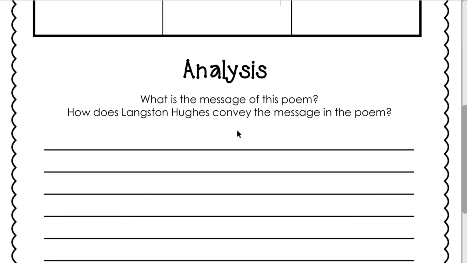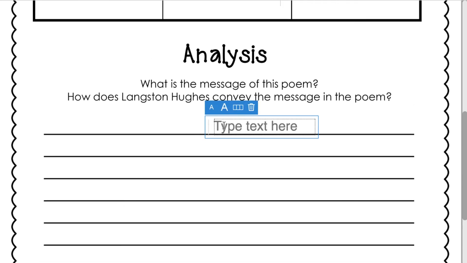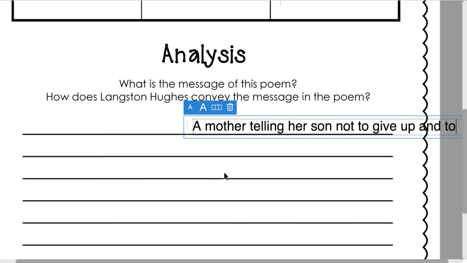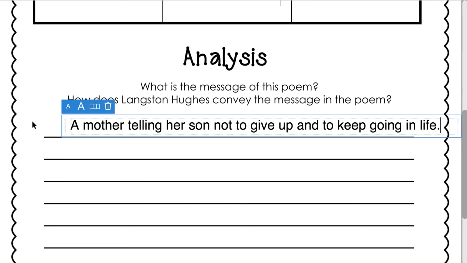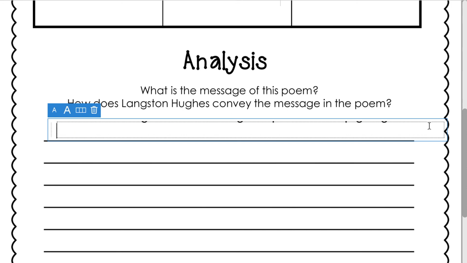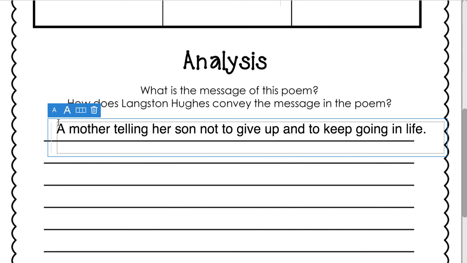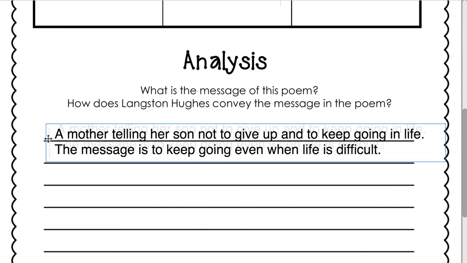And the last thing is, what is the message of this poem? We just kind of got that, right? It's this mother, a mother telling her son not to give up and to keep going in life. I'm going to move this back over here. And how that relates to us, we could say the message is to keep going, even when life is difficult. Even though this mother has been through so much in her life, she's saying, life gets difficult, but you just got to keep pushing. You just got to keep going.